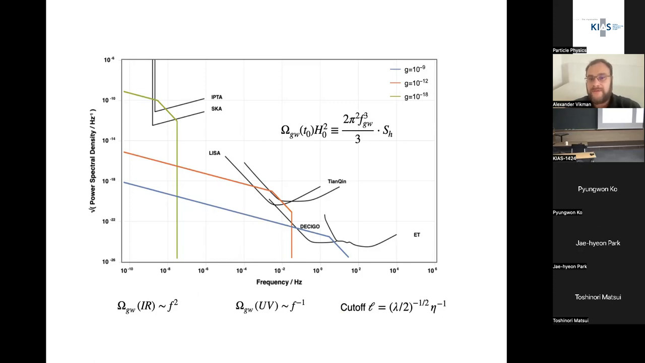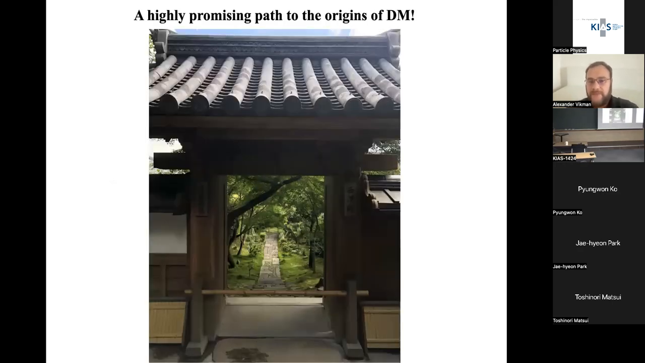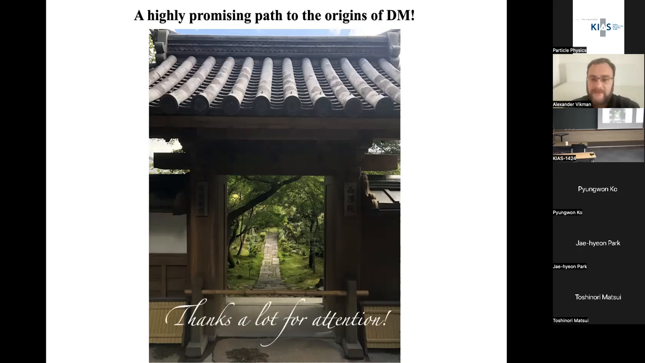And as you see, depending on the coupling constant, we can still enter into the sensitivity regimes of different future experiments. So I think this is very interesting, and I think this is a highly promising path to the origins of dark matter. As you see, this picture I have taken in Kyoto, and it's a hidden gem, a hidden very nice garden. Maybe it's even in paradise, but a small one. So thanks a lot for your attention.